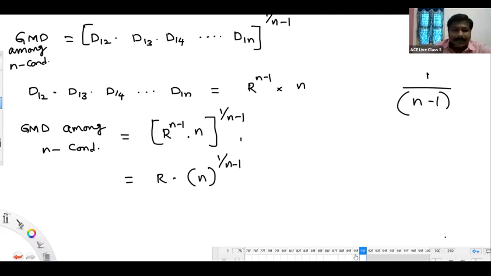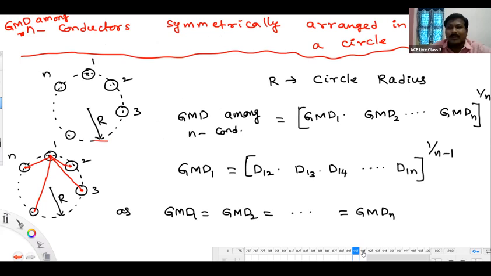See, is it practical or not? That's the question. No, we don't have this type of practicality. But one thing is practical: these n conductors, which you are arranging in a circle symmetrically, you can use as a bundle conductor.